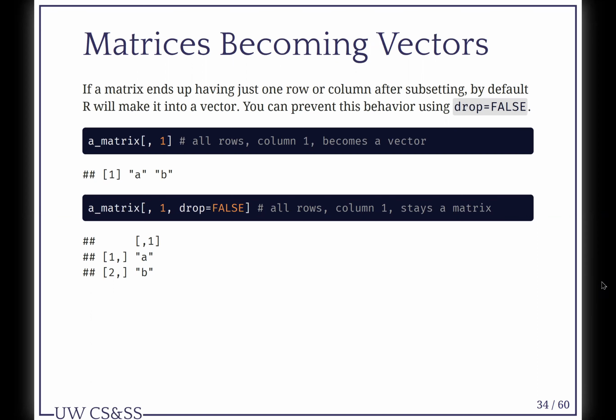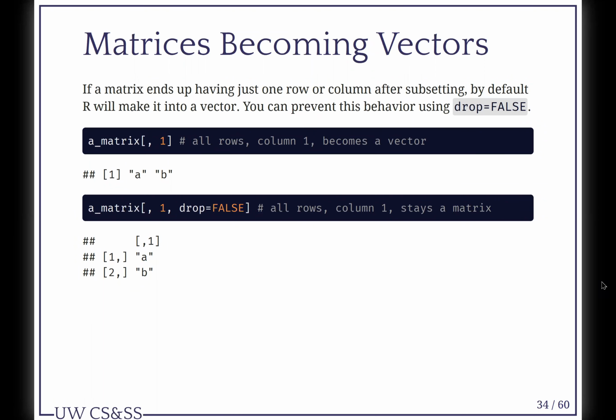A bit about matrices becoming vectors. If a matrix ends up having just 1 row or column after subsetting, by default, R will make it a vector. This is very sneaky. I don't like it at all. In fact, you can prevent this behavior using drop equals false.